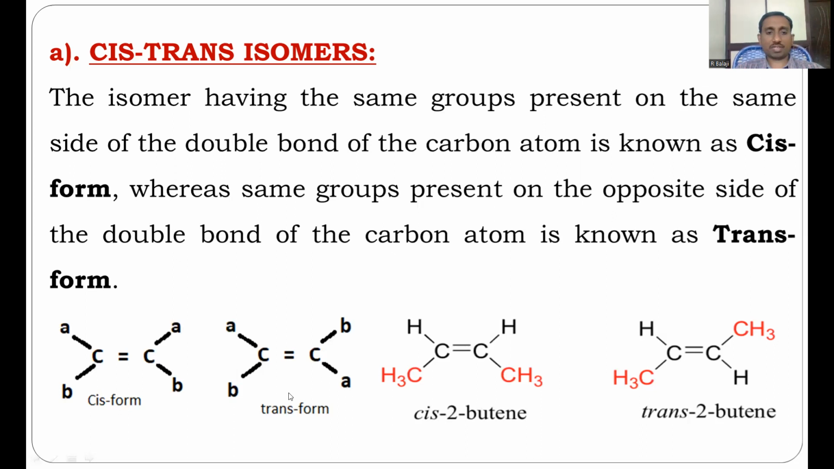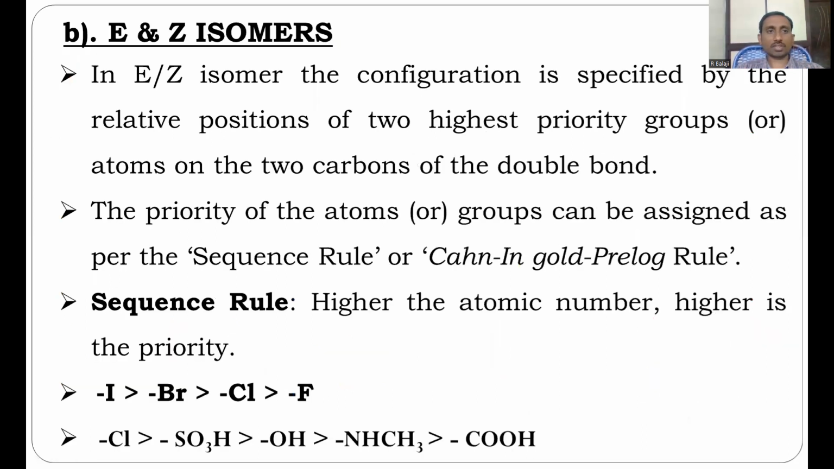It is very good to understand. For an example, I will take 2-butene. Here 2-butene has two possibilities. In the first, two methyl groups are present on the same side of the double bonded system, called cis-2-butene. In the second, two methyl groups are present on opposite sides of the double bonded system, called trans-2-butene. Both cis-2-butene and trans-2-butene are the cis-trans isomers of 2-butene.